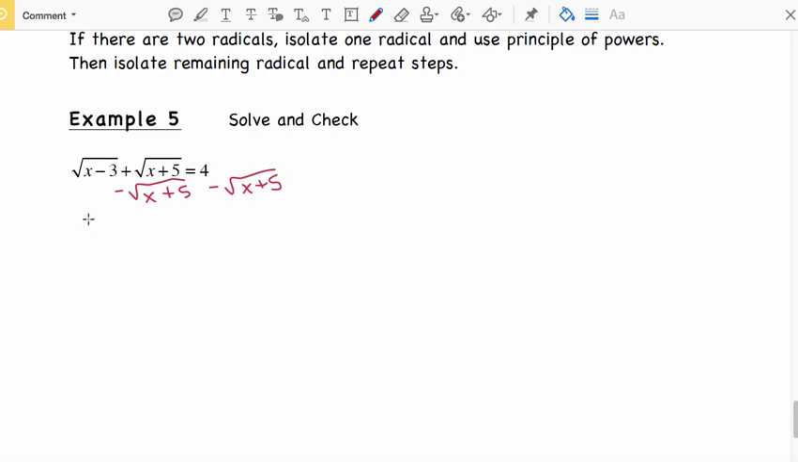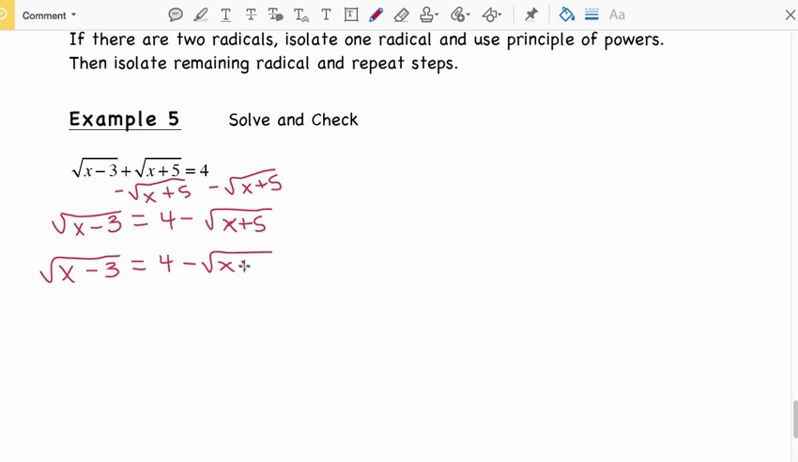And then I'm left with the square root of x minus 3 is equal to 4 minus the square root of x plus 5. There are no like terms to combine, so I'm just going to go ahead and write that minus root x plus 5 next to the 4. And then we're going to use our principle of powers to get rid of that radical symbol. So I'm going to go ahead and square the left side so that I can remove that radical symbol, and then what I do to one side I'm going to do to the whole entire other side.